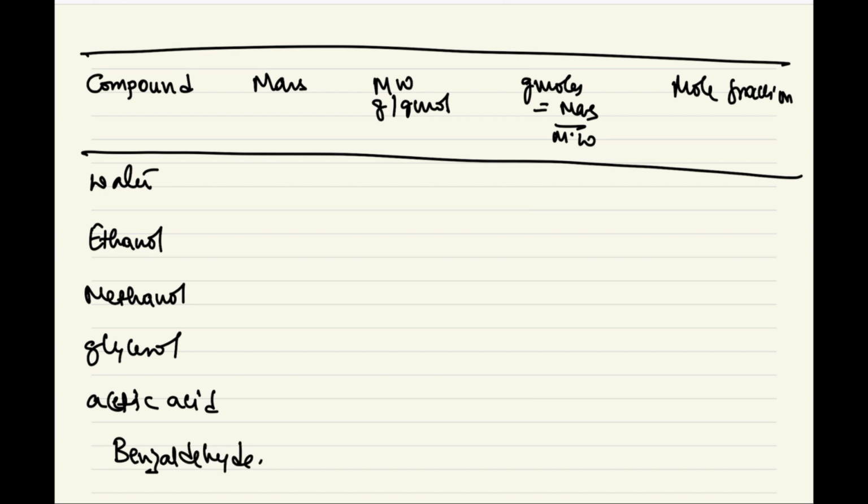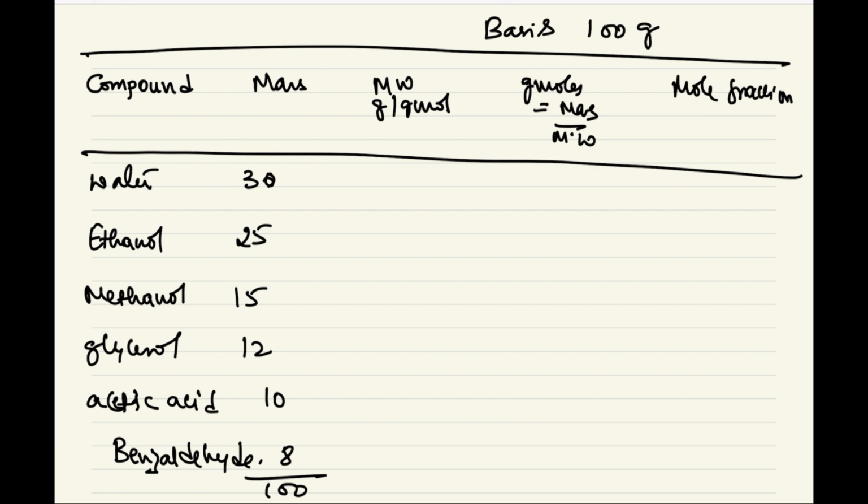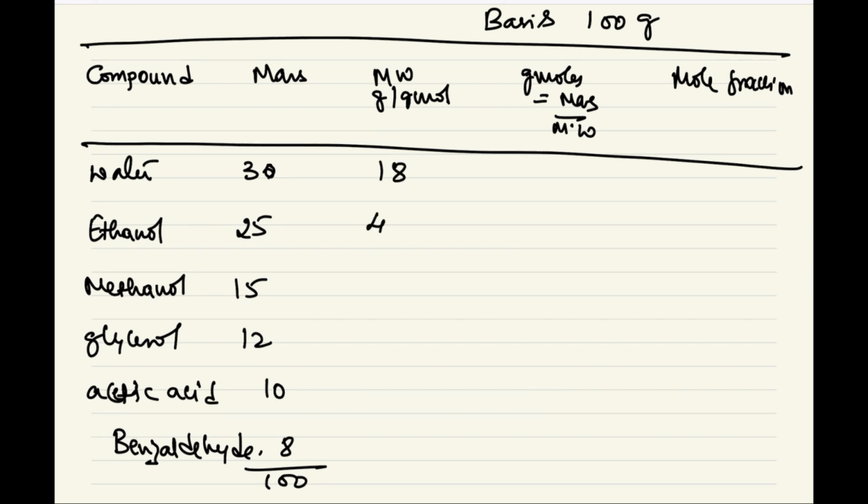If you consider the mass of each component given, if you take the basis as 100 gram, you can easily write down water contains 30, ethanol is 25, methanol is 15, glycerol is 12, acetic acid is 10, and benzaldehyde is 8. So it should be total 100, and we know the molecular weights, that is 18, 46, 32, 92, 60, and 106. So let us calculate the moles.